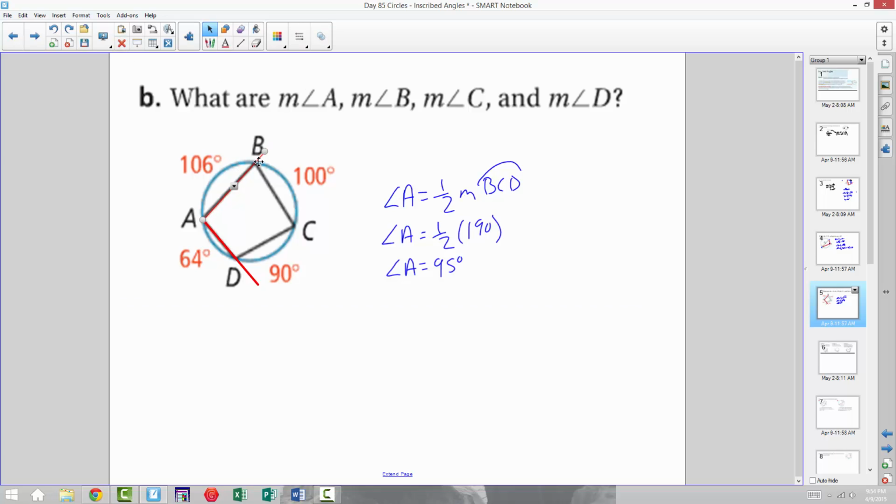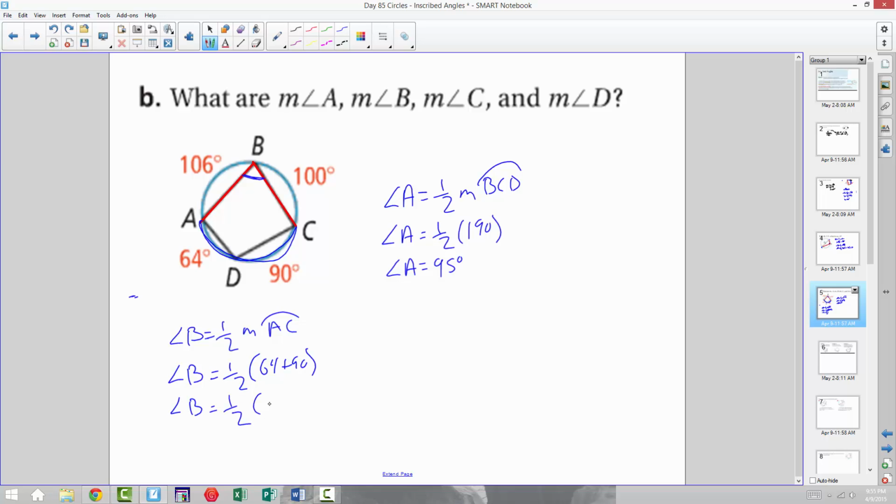So let's find angle B. If I have angle B, I need to find its intercepted arc, which is formed by the chords that form angle B. So if angle B is here, I have arc AC. Okay? So angle B will be equal to half of its intercepted arc. So the intercepted arc is going to be AC. Well, AC is 154 because 64 and 90 is 154. So angle B is equal to half of 64 plus 90. Angle B is equal to half of 154, which is 77.